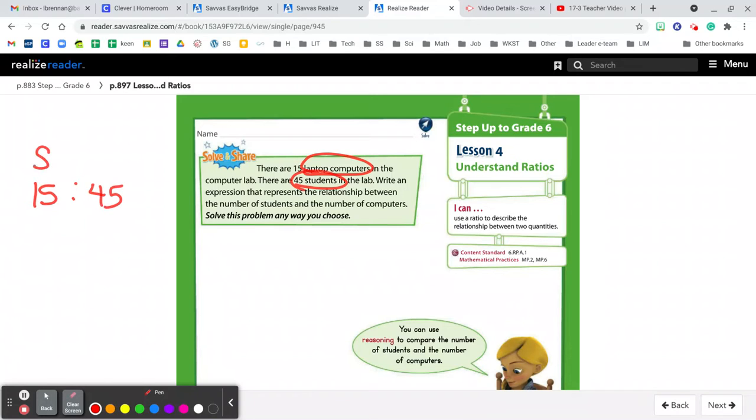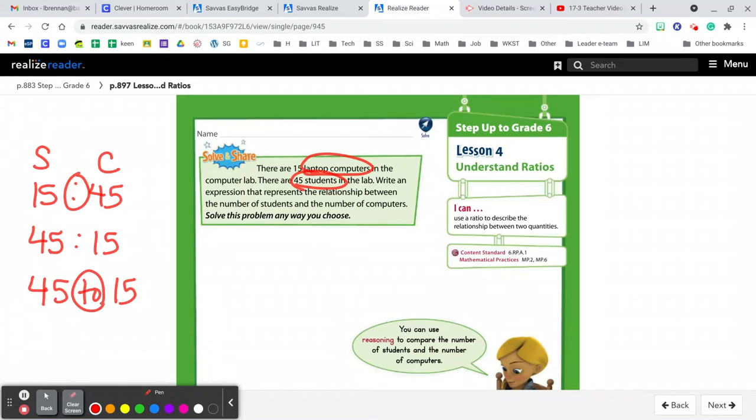So for every 15 students, there's 45 computers. You can also say for every 45 students or computers, there's 15 students. So that's how we would write how to compare them. And you can also say it's 45 to 15. You can write it like that. You can use the little colon, or you can use the word to.